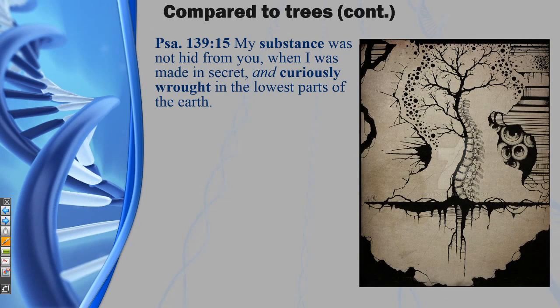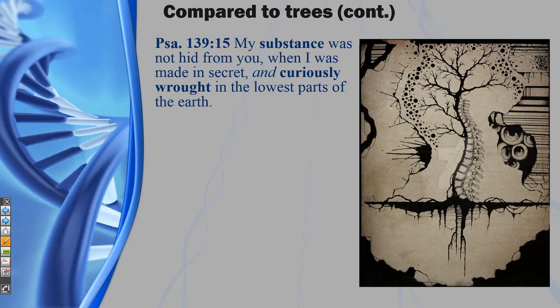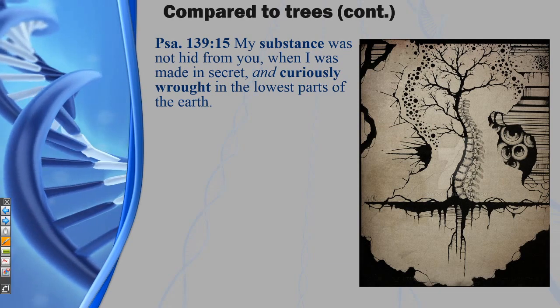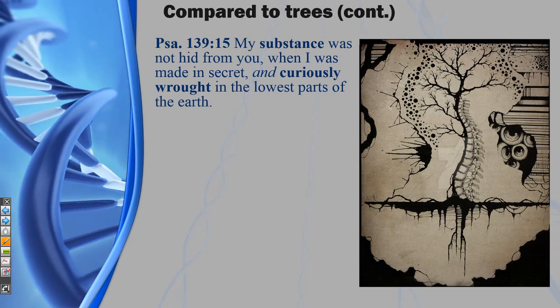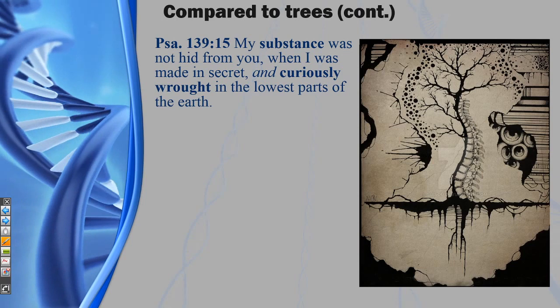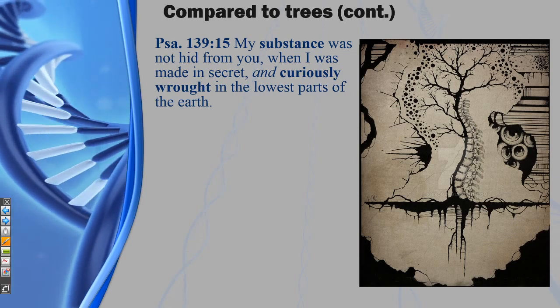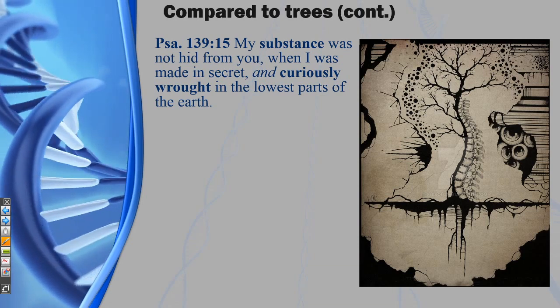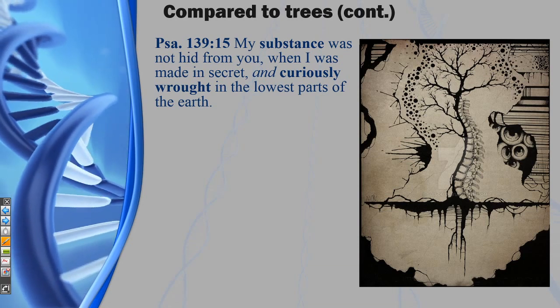So you remember the picture, right? Compared to trees, Psalms 139:15 says, "My substance was not hid from you when I was made in secret and curiously wrought in the lowest part of the earth." Can anyone help me out with this translation? Now, this is King James, so you guys should be good.